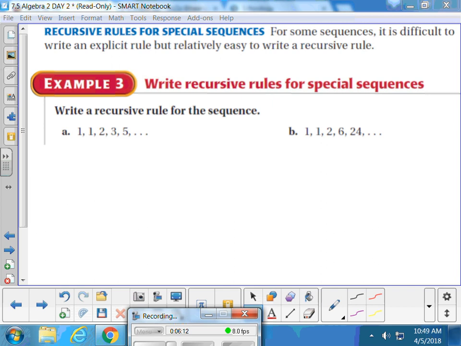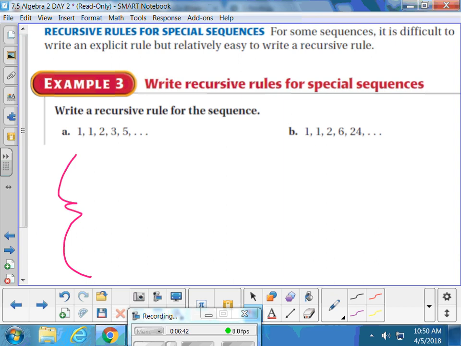For some sequences, it's difficult to write an explicit formula. Anything that's arithmetic or geometric, explicit formulas are easy to come by. But in these 2 cases, you can't come up with an explicit formula because of what's going on. In this particular one, they're not adding a constant amount each time. They're not multiplying a constant amount each time. There's really no squaring going on. They're using previous terms to get where they're going. Does anybody see the pattern?